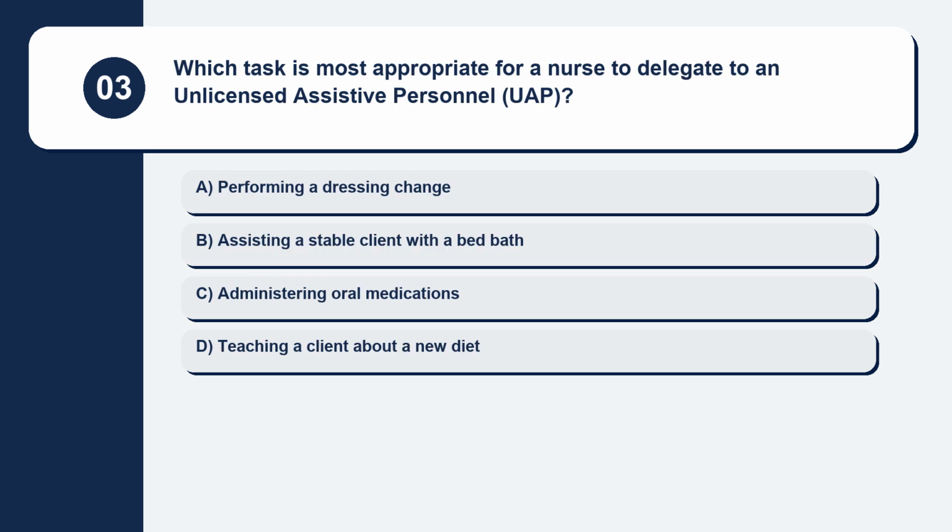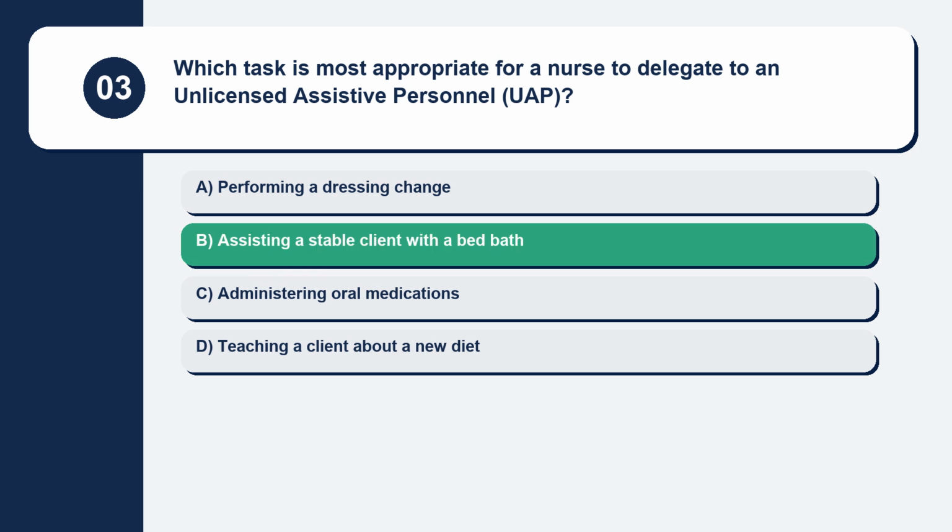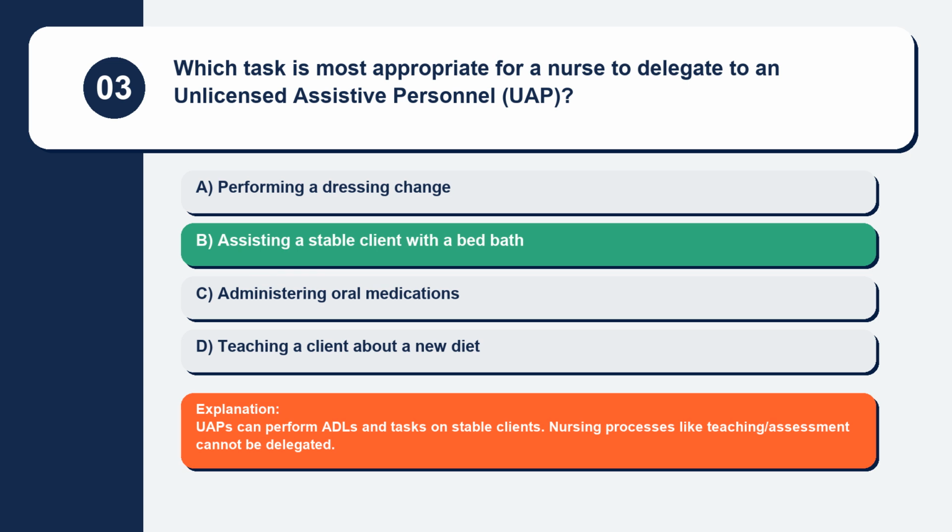Question 3. Which task is most appropriate for a nurse to delegate to an unlicensed assistive personnel, UAP? Performing a dressing change. Assisting a stable client with a bed bath. Administering oral medications. Teaching a client about a new diet. UAPs can perform ADLs and tasks on stable clients. Nursing processes like teaching and assessment cannot be delegated.